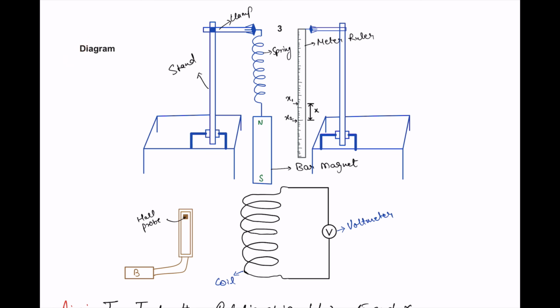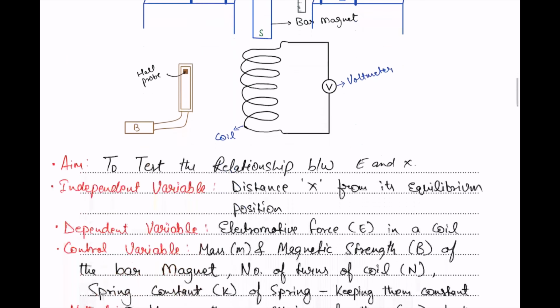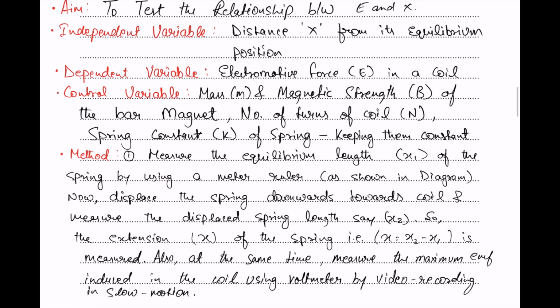Now coming on to the writing part, how to plan your experiment. It is not mentioned here, but I suggest my students write down the aim so that you keep your focus on that particular aim. So to test the relationship between E and X is our aim, and by using that we have to determine the value for alpha. This is the required part of the question.